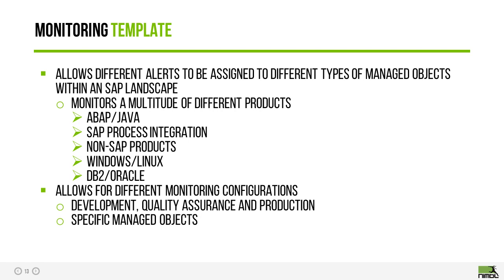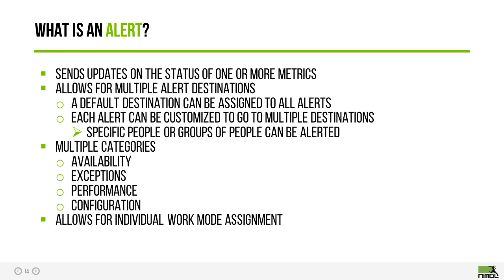So again, here you can see within a template, you've got different products you can monitor, which I just highlighted. You can send updates based on specific alerts. So within an alert, you have basically who's alerted, who gets that email, and that is broken up into different categories. So you've got availability, exceptions, performance, and configuration. And then alerts can also be assigned to a work mode, which I'll highlight shortly as a way to eliminate false alarms.